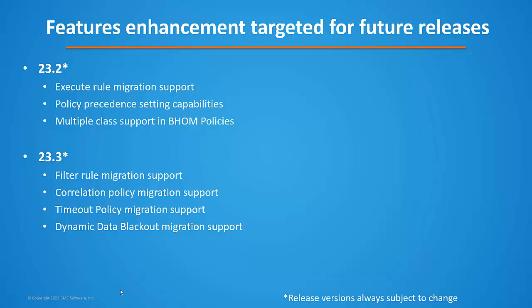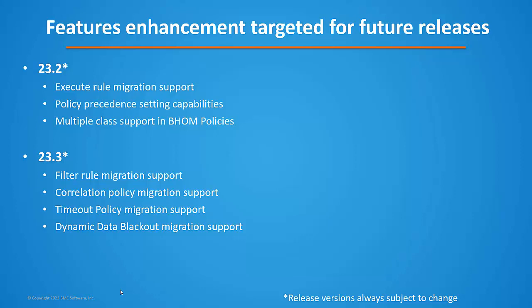BHOM recently added multi-class support, where if you have multiple classes referenced in a selector of a BHOM policy, then all the applicable slots of those multiple classes would be listed within, for example, an advanced enrichment if you were going to enrich those. And so the utility needs to be updated to provide for that new functionality in BHOM.